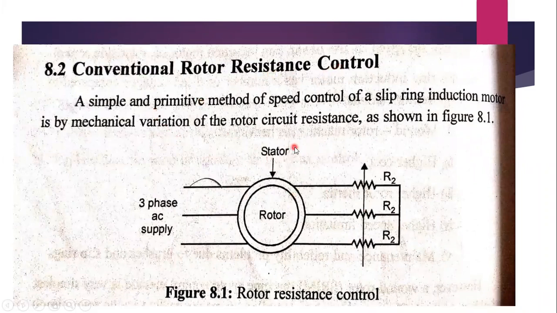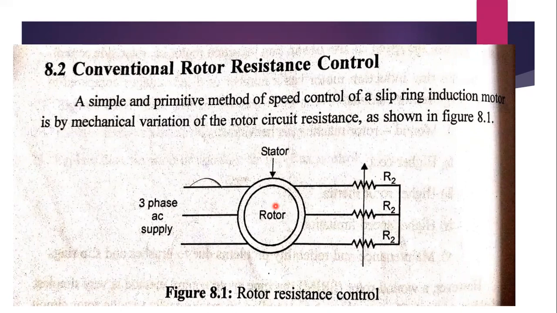In this conventional rotor resistance control, external resistances are connected on the rotor side through the slip rings of the induction machine. In a slip ring induction motor it is possible to insert the external resistance into the rotor circuit. Not for squirrel cage induction motor, where the conducting bars, copper or aluminum, are short circuited by end rings.